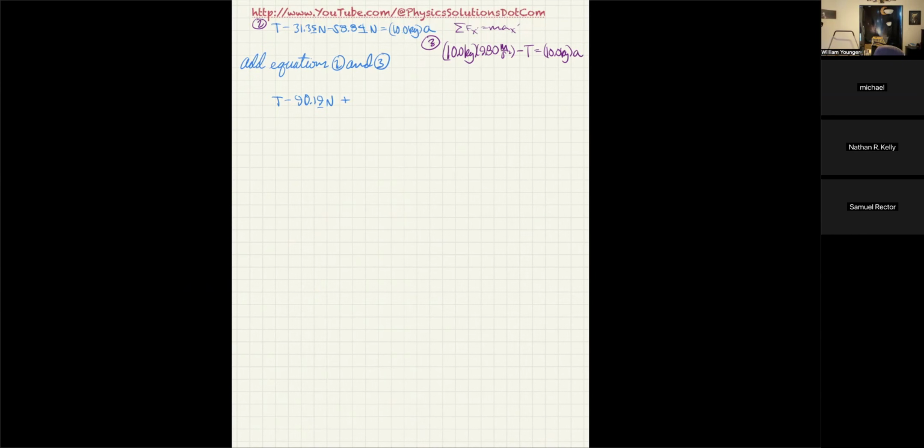Now I'm going to add to that the left-hand side of equation 3. So that's going to be 98.00 newtons minus T. And then the left-hand side and the right-hand side add to give me 10 kilograms a plus 10 kilograms a, which is 20.0 kilograms times a. Notice the T's cancel out, and I get 98 minus 90.19.